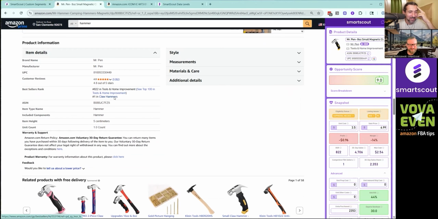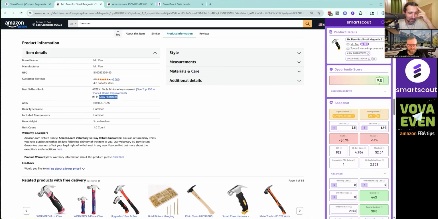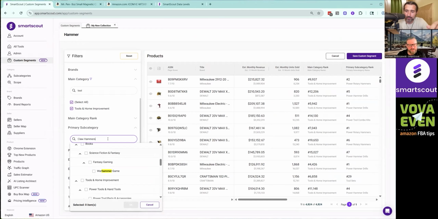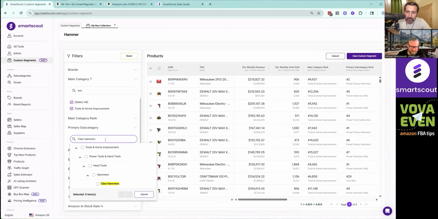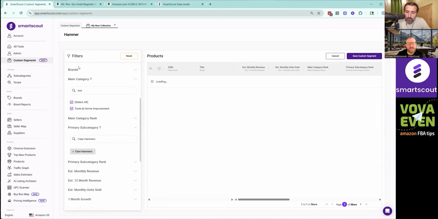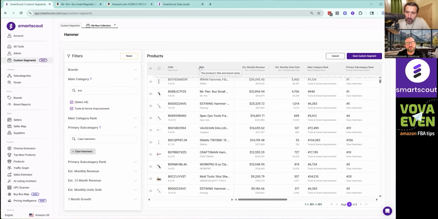Anyway. So you found the claw hammers, that is right? So I guess that's what we're looking at. That's what we're interested in. Okay. So I'm just doing this to show another functionality of SmartScout. Essentially, we are going to claw hammers, and we want all products with the keyword hammer in it. So there's 301 on Amazon. I'm going to save segment.